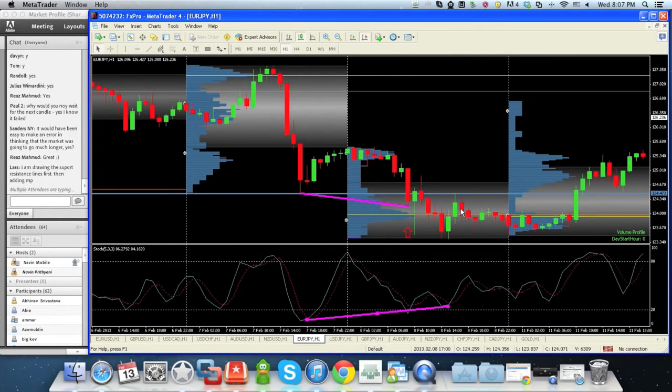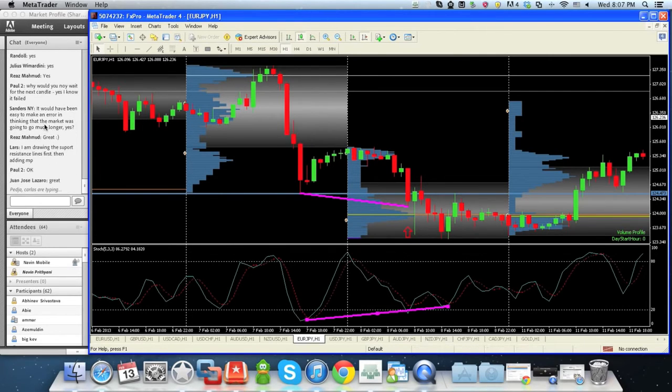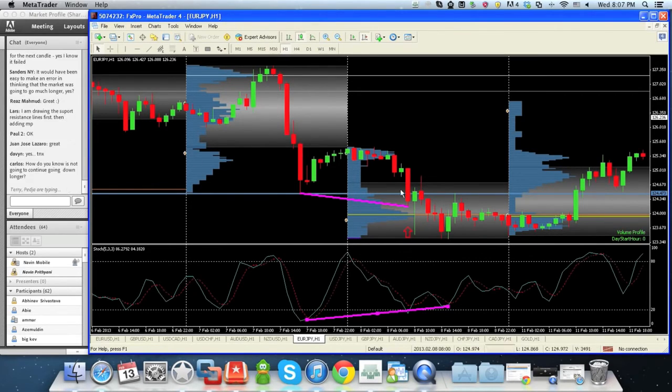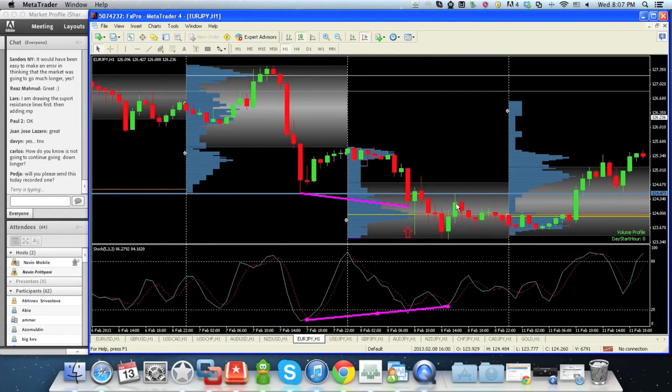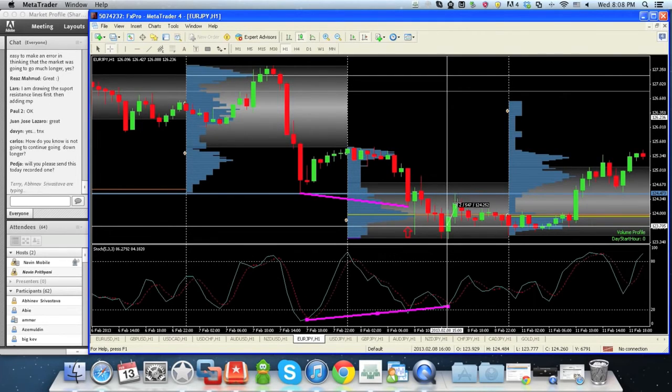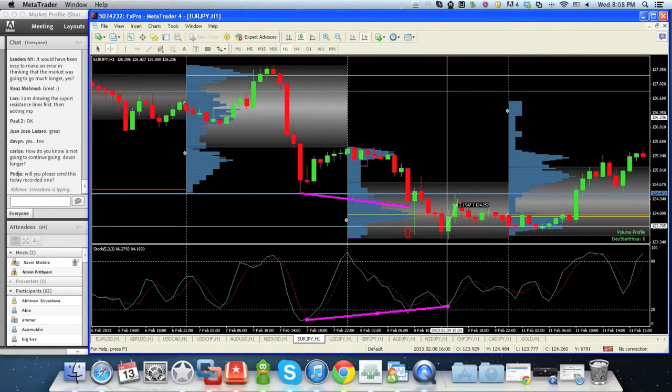It would have been easy to make an error in thinking that markets was going to go much longer, yes? Well, your first hint is when it actually tries to break through and it doesn't. That's your first hint to just stop. You have enough pips already made there. Anywhere from here to here, this was 78 pips pushing through, and then it comes back down and crosses here. That's 50 pips right there. 50 pips is sufficient, especially on one pair.